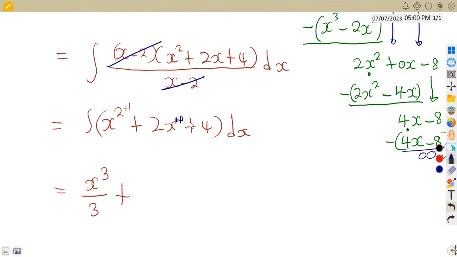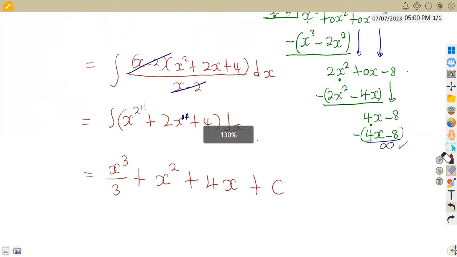So if we add 1, that will be 2x to the exponent of 2 over 2. 2 and 2 cancel. We remain with x squared. So we're going to have x squared plus 4, which is a constant. The integral of a constant is the constant multiplied by x, plus the constant of integration. All right, so this is our final answer, as we can see.